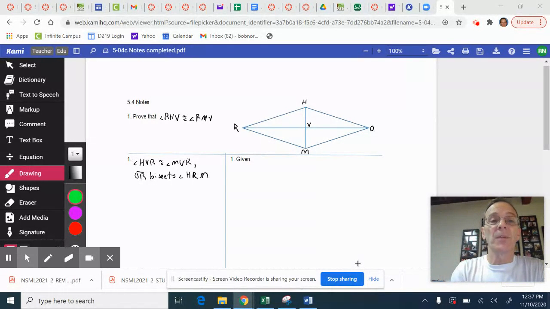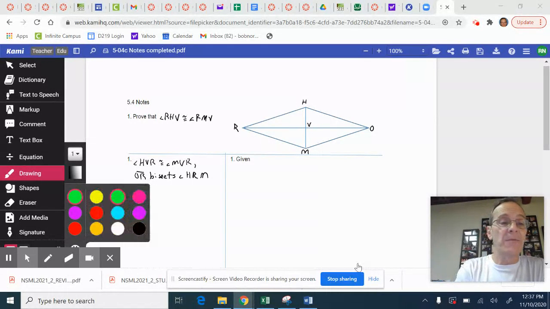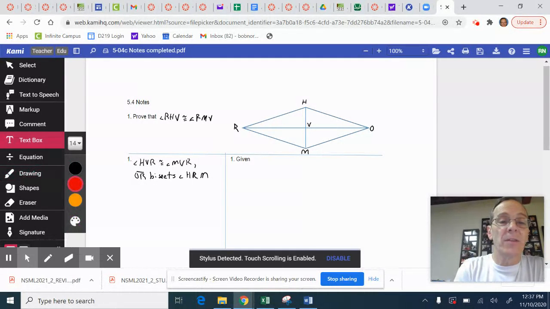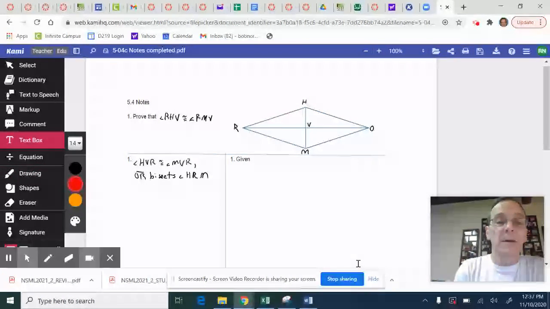So first one, prove that angle RHV is congruent to angle RMV. Let's focus on what we have been given, because it's only from the given information that we can make any progress. Right? First, starting with any congruent things that we ought to mark in the diagram.